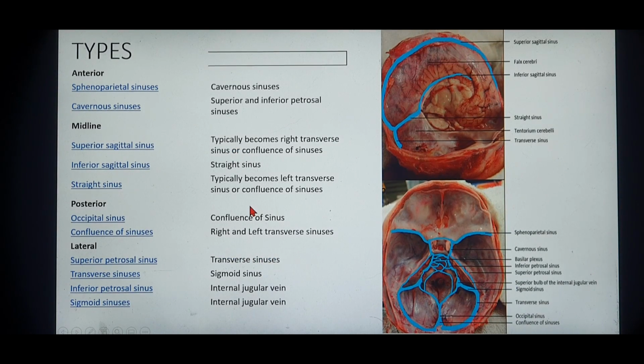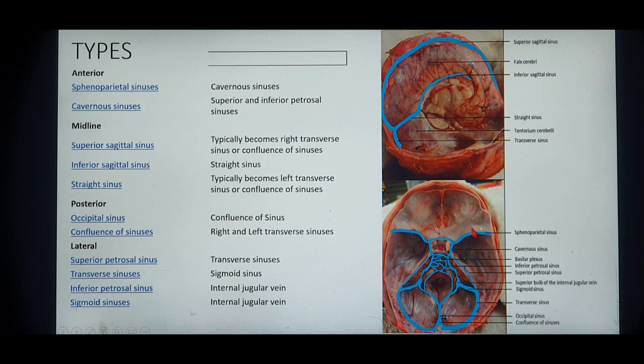Now the second thing is the classification. Now there are two types, one is this and the second one is this. So the first one is kind of complicated, so it depends on 4 categories depending on the position. So there are 2 anterior, 3 midline, 2 posterior, and 4 lateral.